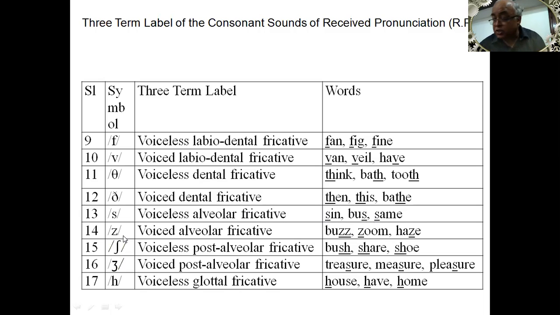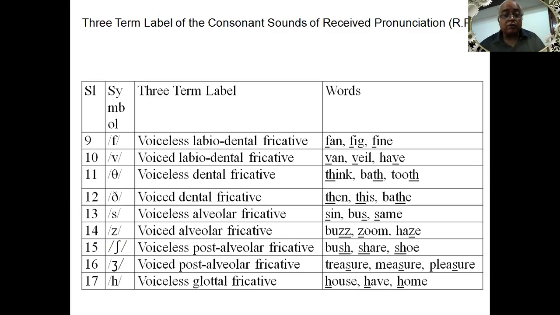Then we have this z. Z is a voiced alveolar fricative. It's voiced because the vocal cords are held loosely together. When the air passes through, there's a lot of vibration in the vocal cords.